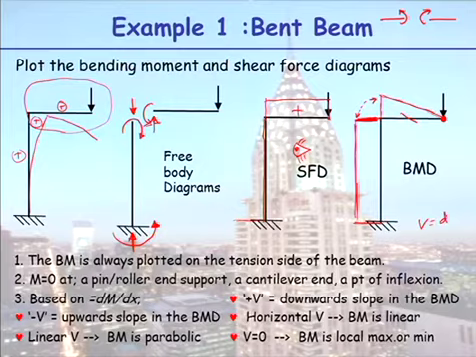V is equal to dM/dx. If V is equal to 0, dM/dx is equal to 0. The slope of that line there is 0. So there's my bending moment diagram.